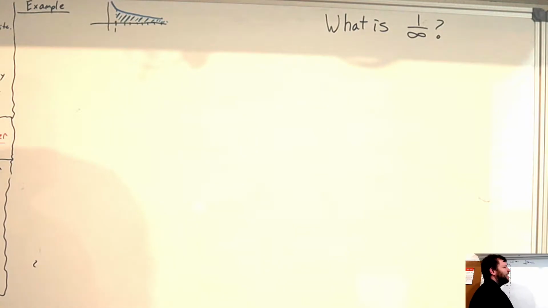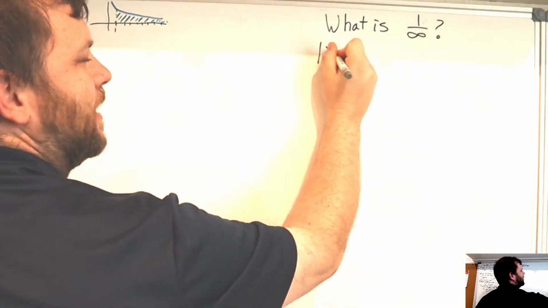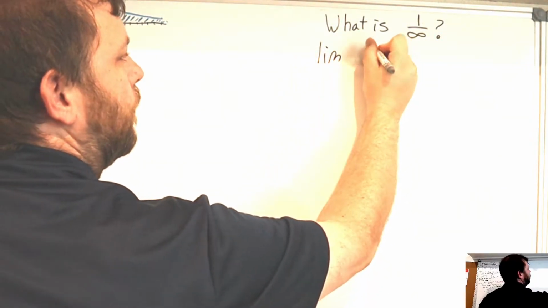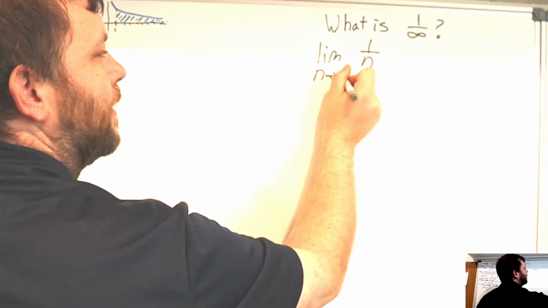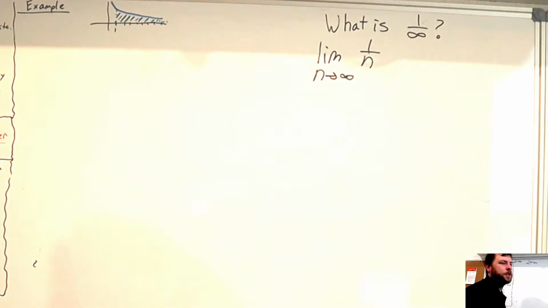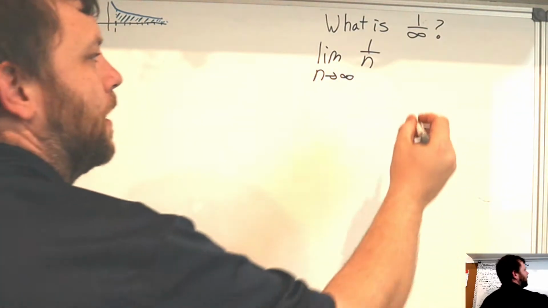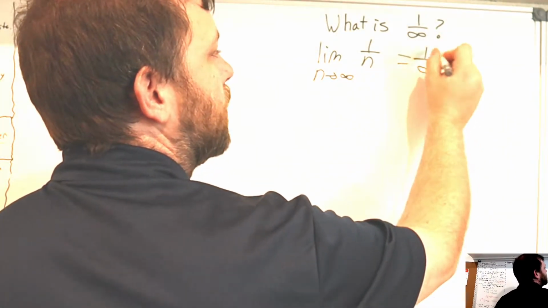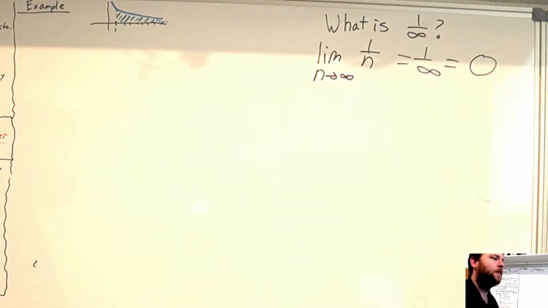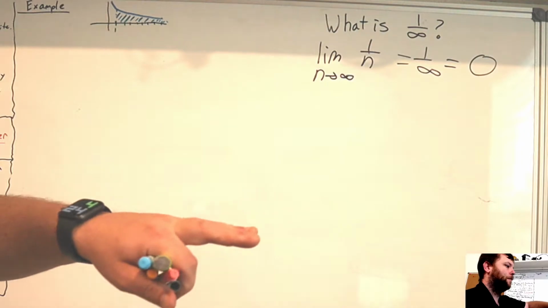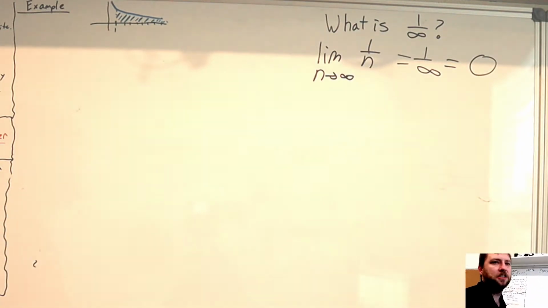Well, technically, the way to look at this is you're looking at the limit of 1 over, let's say, n as n approaches infinity. That's really what we're doing. And as it gets bigger and bigger, this number is getting smaller and smaller. We can actually just say it's equal to 0 because the bottom's so big. That's how it works out mathematically.